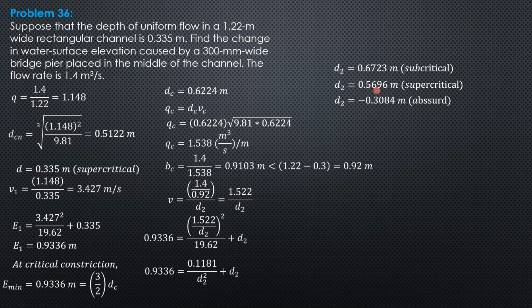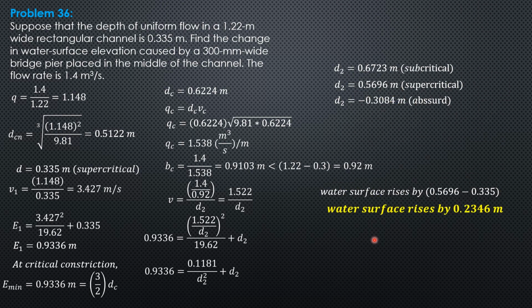Therefore, 0.5696 minus original depth 0.35, that's the expected rise in the water surface due to the presence of that barrier. So the water surface rises by 0.2346 meters with the presence of that barrier.